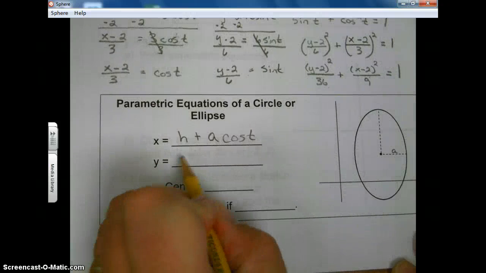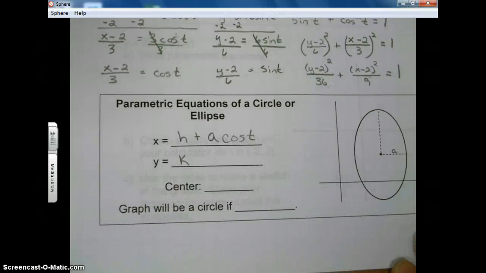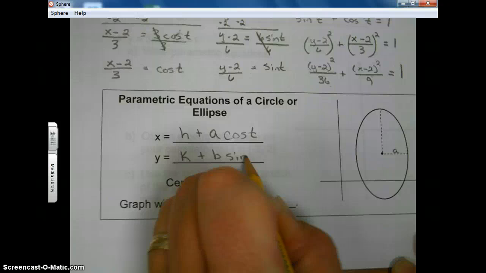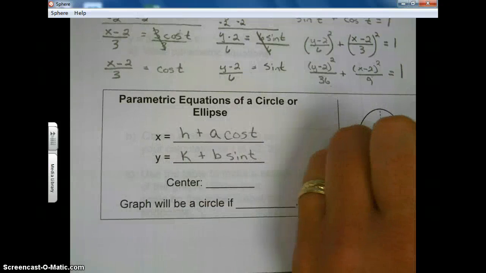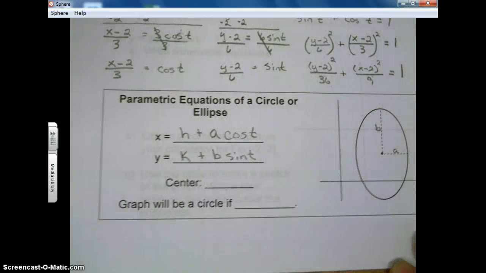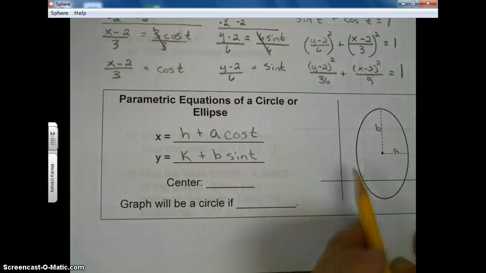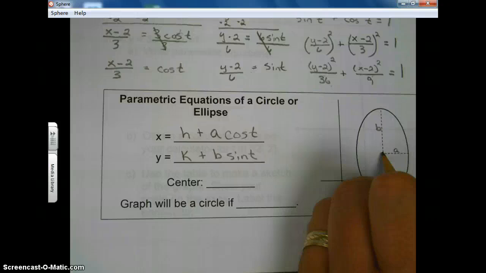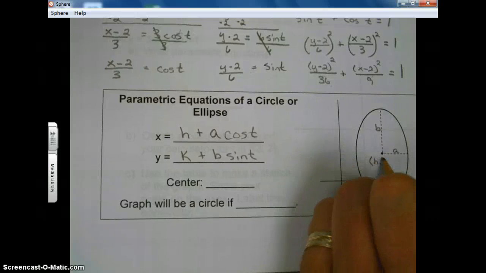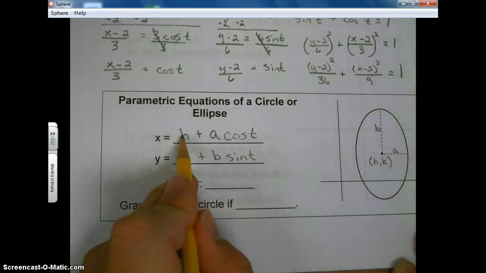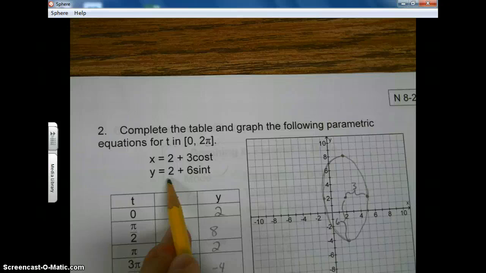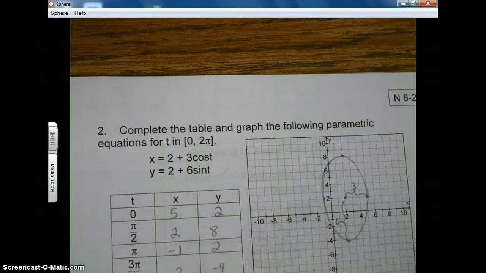Okay, k is up and down, so k plus b sine of t. So b is going to be our y radius, stretches it or compresses it. K is our movement up and down, so our center point is going to be h comma k. H comma k. Check it out up here. 2 comma 2. Right there, our center.